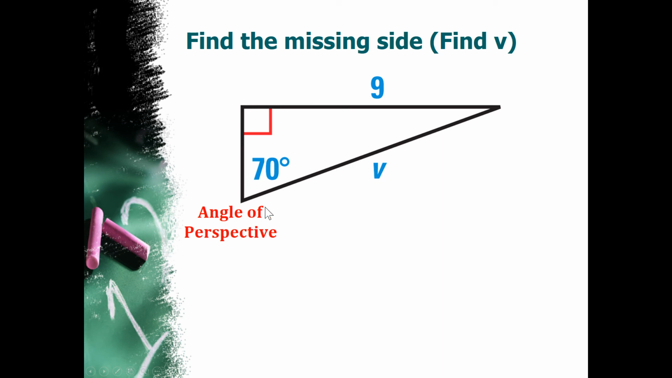Once we establish that angle of perspective, we're going to identify what sides we're working with. So this side down here would be our hypotenuse. That's the side that's directly across from our right angle. This side up here is our opposite leg, the side that's directly across from our angle of perspective.